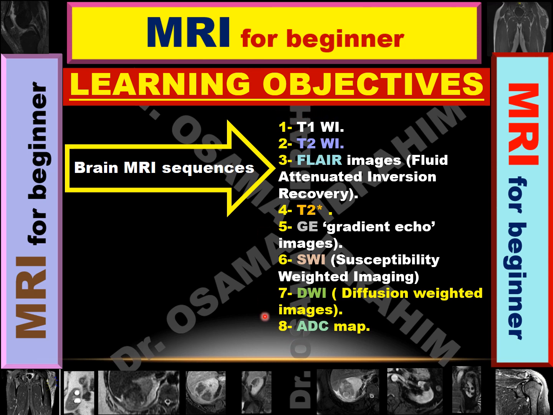Today I will talk about 8 sequences from brain MRI, including T1, T2, FLAIR, T2 star, gradient echo, susceptibility weighted images, diffusion weighted image, and apparent diffusion coefficient map.